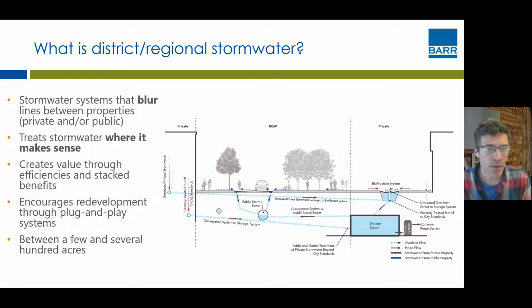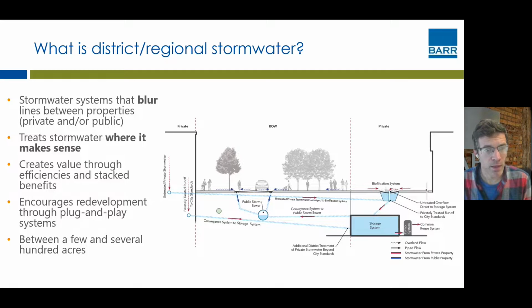The underlying philosophy is to treat stormwater where it makes sense and to use it as a resource through the integrated, collective, and larger way of treating stormwater. We're able to create value and reduce costs through increased efficiencies in treating water in a more collective way, instead of treating it on a site-by-site basis. That also allows additional benefits that I'll explain and show examples of in later slides.